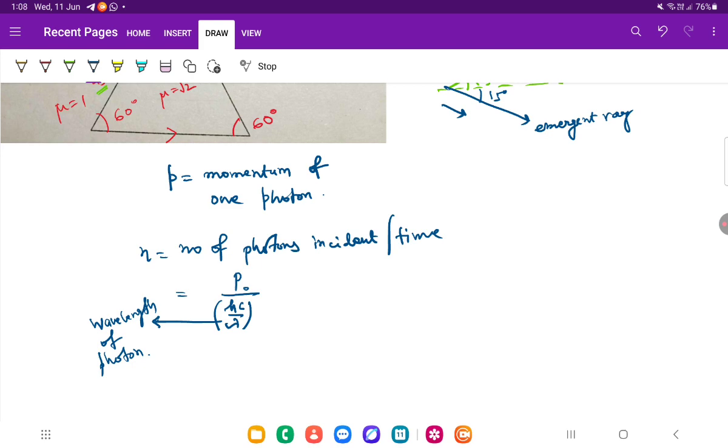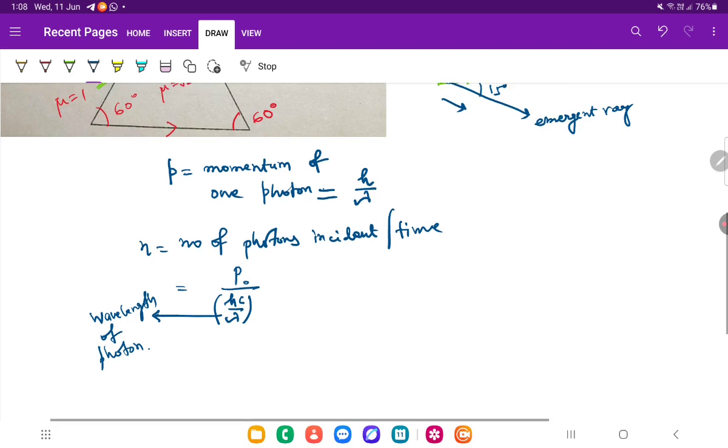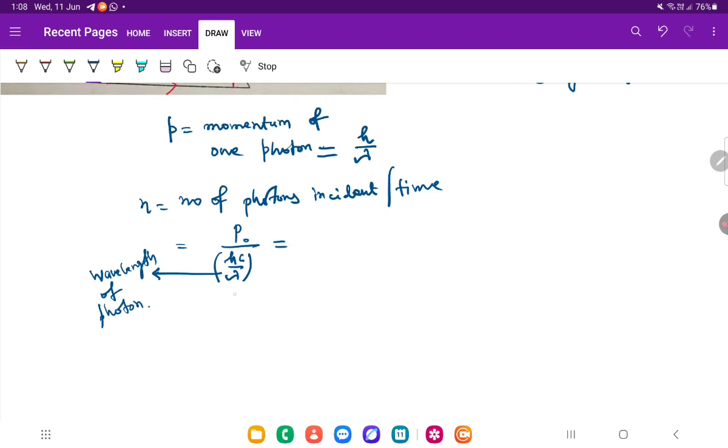So if we divide the total energy per unit time with the energy of one photon, we will get the number of photons. And the momentum, we can easily write that it will be h upon lambda from de Broglie hypothesis. So let's substitute h by lambda equal to small p, that is the momentum of one photon. So we'll get n as p naught upon small p into c. This is p naught upon small p into c.